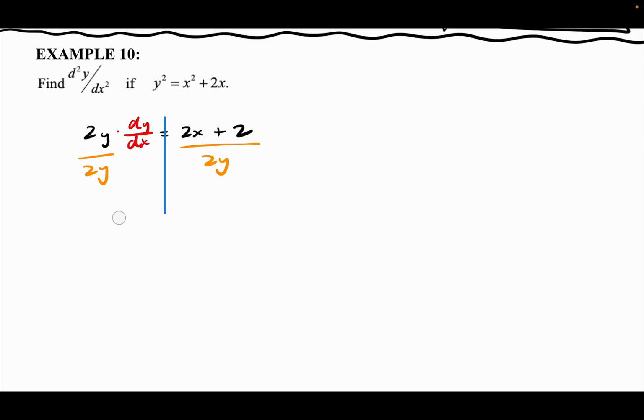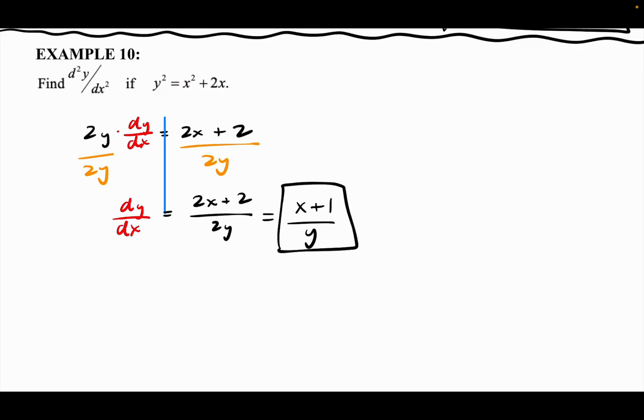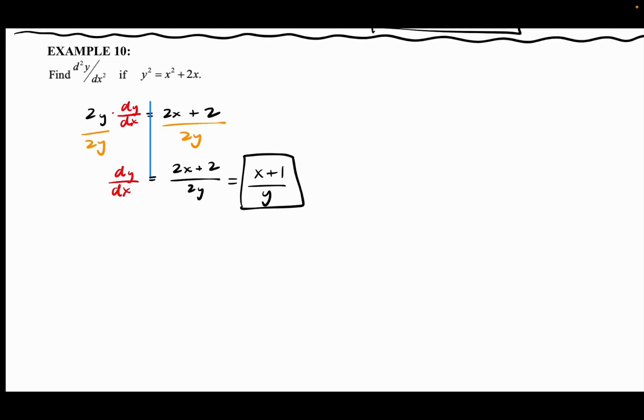Oops, what am I doing? dy over dx equals (2x plus 2) over 2y. All three terms have a 2, so you can divide them out to make (x plus 1) over y. That's the first derivative. If they just wanted the first derivative, you'd be done. We've got to find the second derivative.